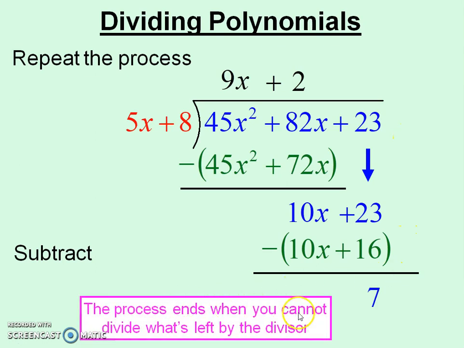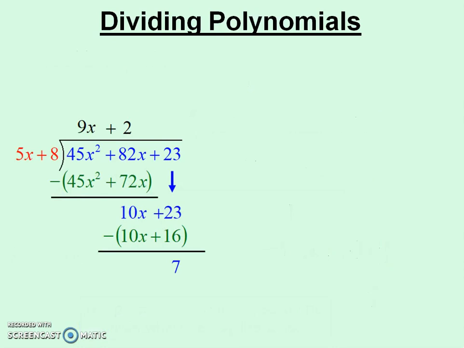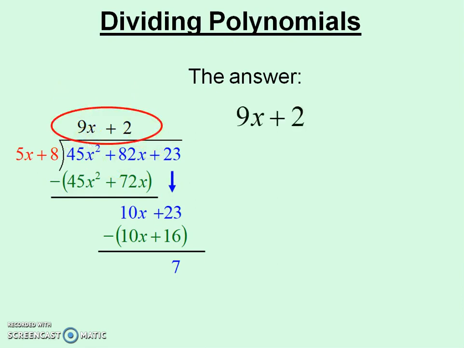There's no other term to bring down. So my process ends when I have no other terms to bring down, and I can't actually divide. 5x doesn't divide into 7. 5x doesn't go into 7 at all. So I have to stop here. The way I write the final answer is that it's going to be this over here, that's my quotient, plus my remainder, and you always write the remainder divided by the divisor. That's the format that will always work.